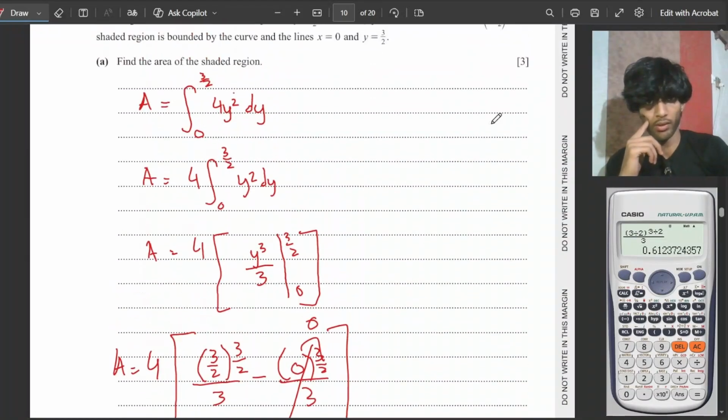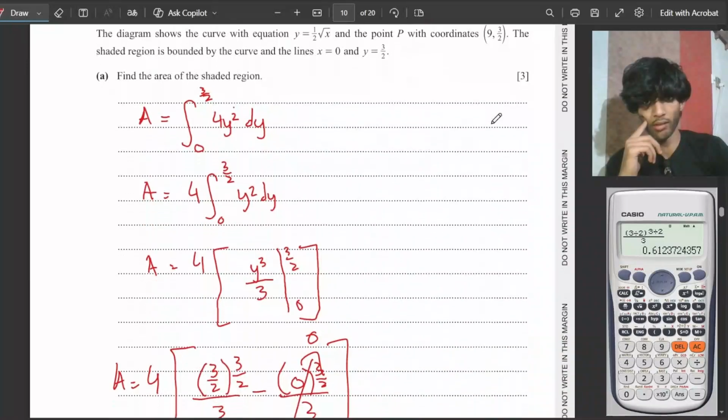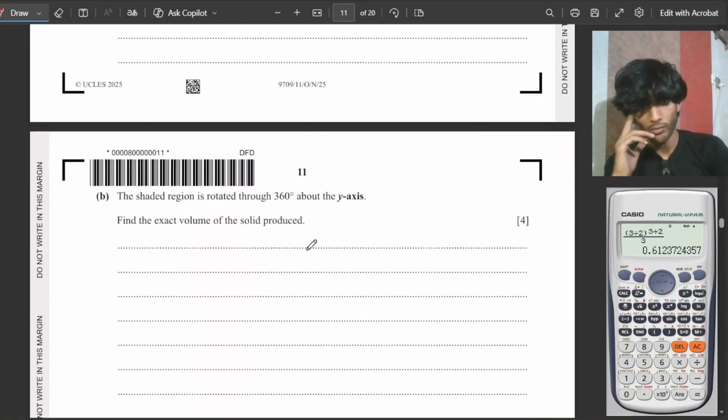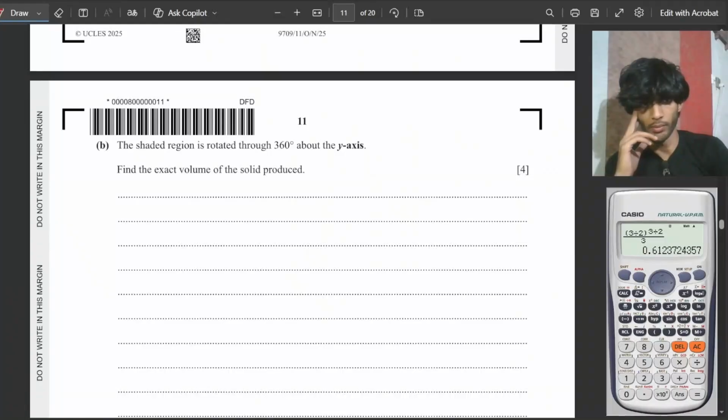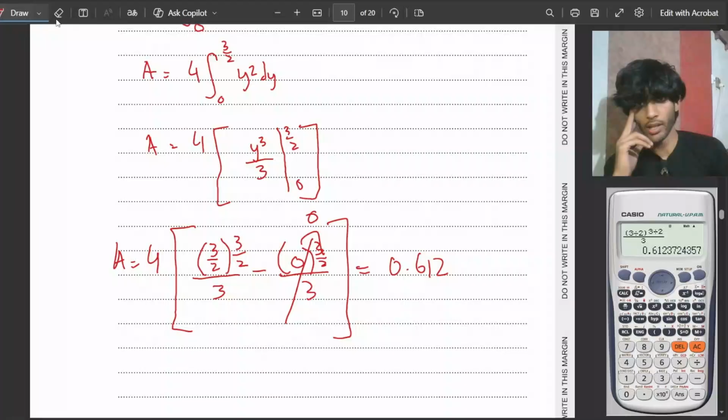How many significant figures do they want the answer in? They don't say. Do they say the exact value? They don't say. Okay, so I guess I can just write 0.612 as my answer. Okay, now moving on to part B. Oh wait, I just realized the mistake I made in this part. And basically the mistake was that this was not 3 by 2, this was 3.